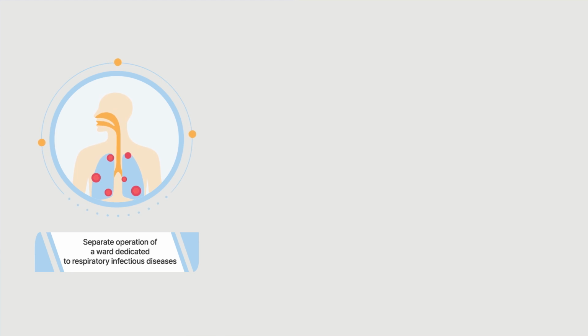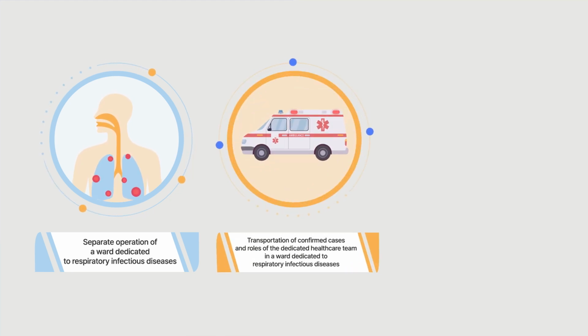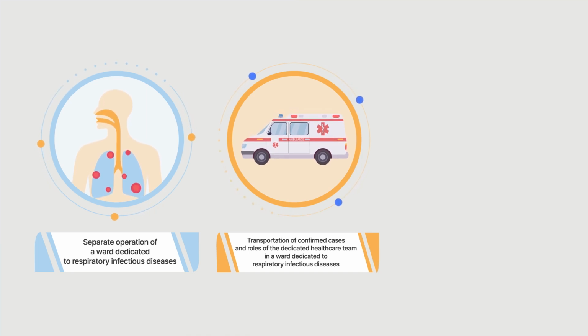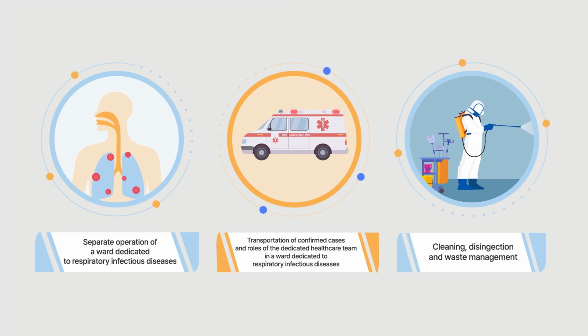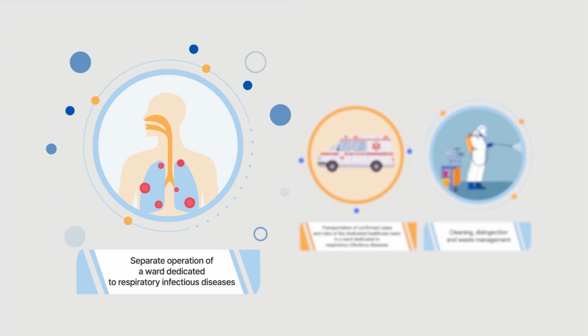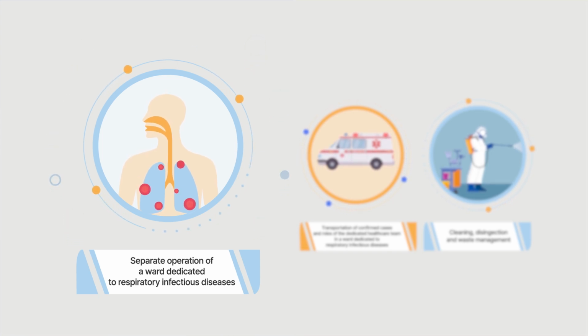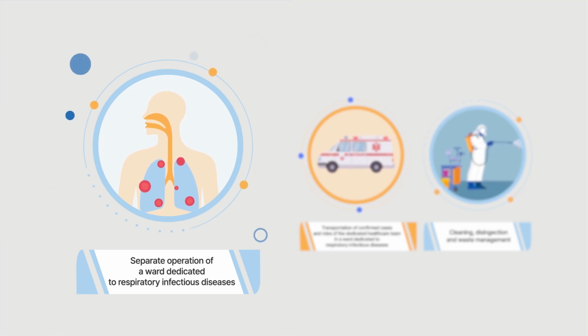These guidelines deal with three key areas: the operation of wards dedicated to patients with respiratory infectious diseases, transportation of confirmed cases, and the roles of healthcare teams in wards dedicated to respiratory infections, and methods of cleaning, disinfection, and waste management. First, we'll look into the guidelines for the operation of wards arranged exclusively for patients with respiratory infectious diseases.